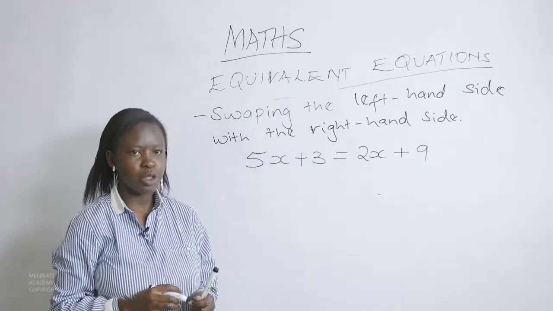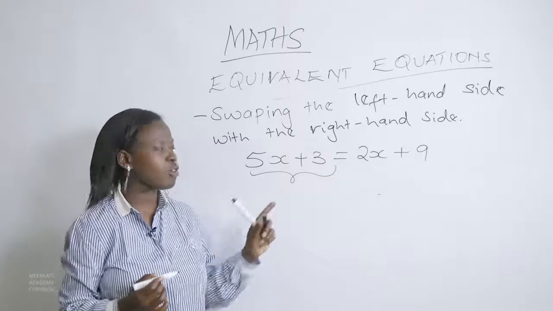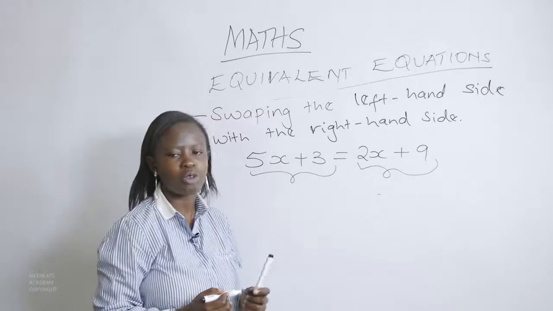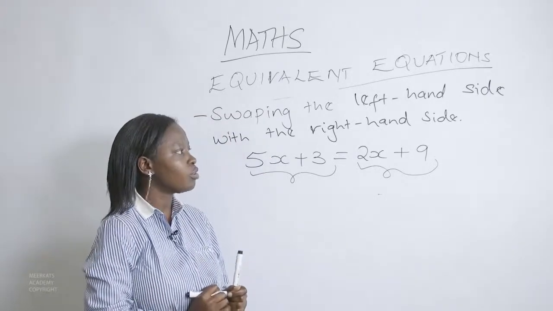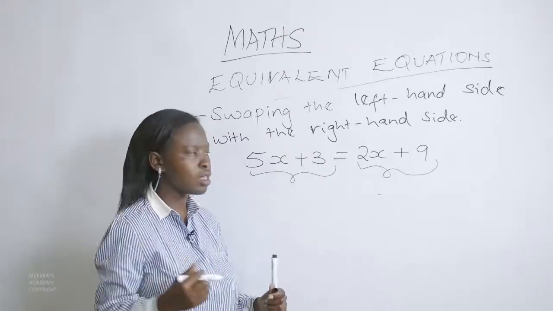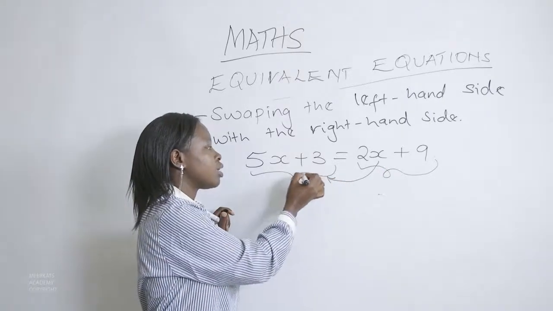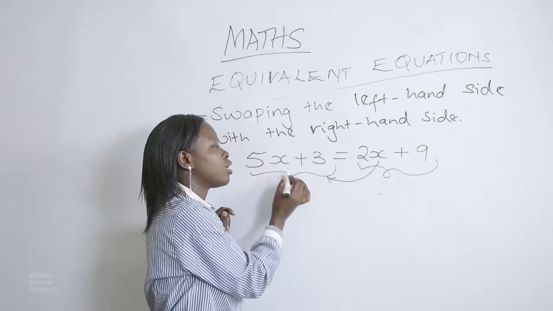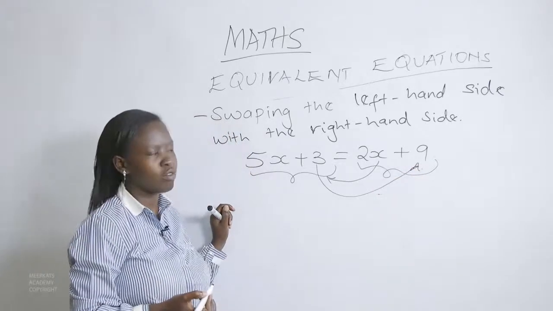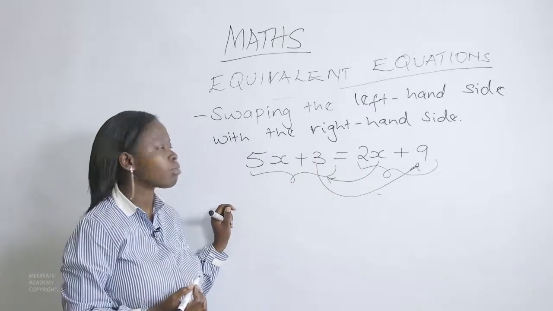I have an equation. My left hand side has an expression of 5x plus 3. My right hand side has an expression of 2x plus 9. We want to find out if it is possible for us to swap. I can bring some values from the left hand side to the right hand side, and those on the right hand side, bring them to the left hand side, so that I'm collecting whatever are like terms in this case.